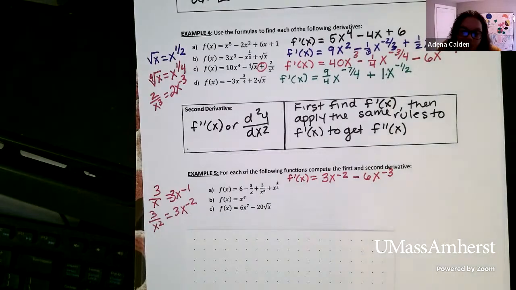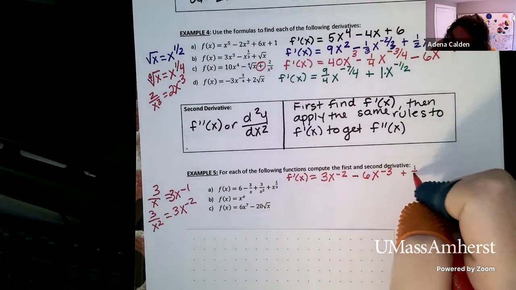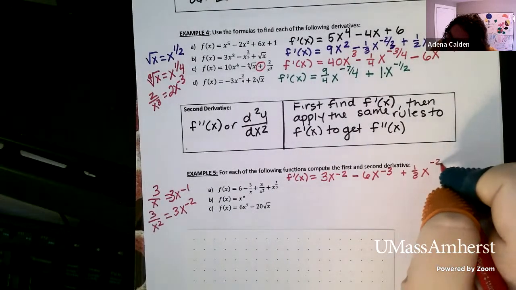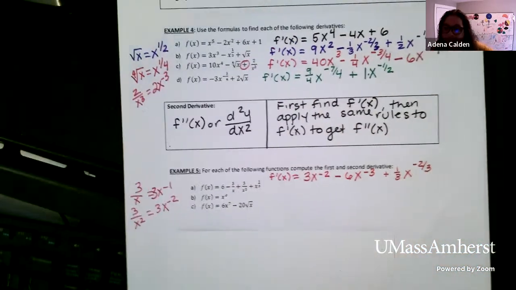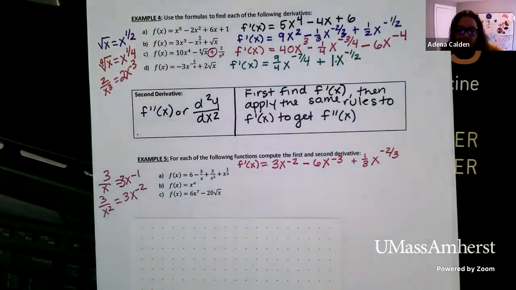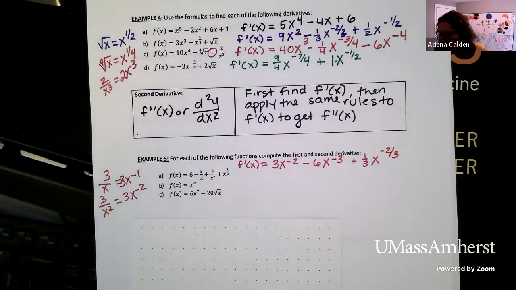And then finally, the last term, I have x to the 1/3. So I have plus 1/3 x. Now I subtract 1 from the power. 1/3 minus 1 gives me negative 2/3. Okay. So fortunately, if you have to rewrite things for the first derivative, you tend to not have to write them for the second derivative because they're already in a form that you can work with.